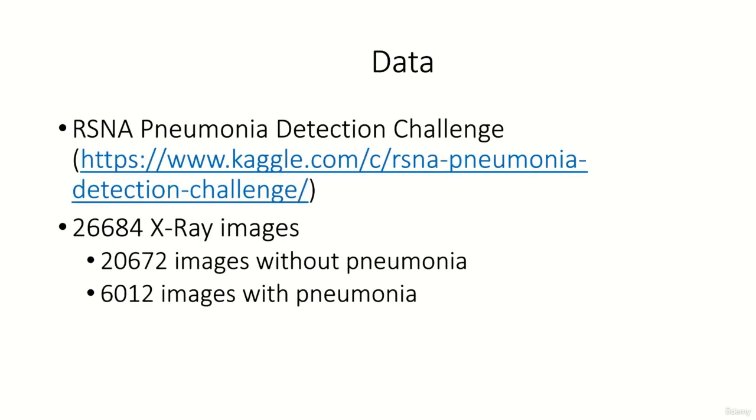To tackle this problem, we will use the RSNA Pneumonia Detection Challenge dataset provided by the Radiological Society of North America. It consists of 26,684 X-ray images, of which about 20,000 do not show signs of pneumonia and around 6,000 actually do show signs of pneumonia. As you can see, the data is quite imbalanced, which increases the challenge.